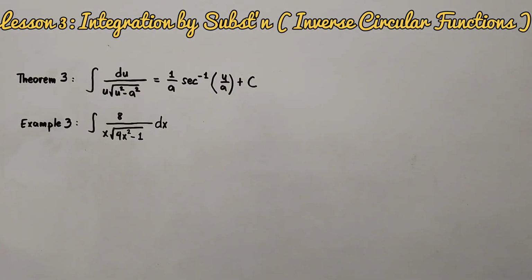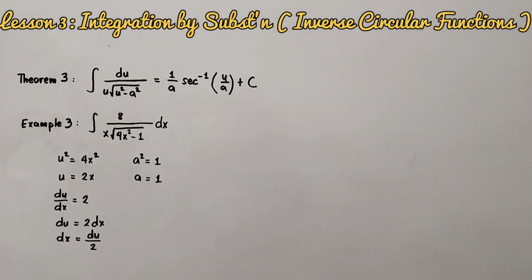We need the third theorem to evaluate the integral of our given number 3. Again, look at the radicand u squared minus a squared, and the given is 4x squared minus 1. So u squared is 4x squared. Extracting the square root, so u is 2x. Du over dx is 2. So du is equal to 2 dx, and dx is du over 2. And the a squared is positive 1. So the square root of positive 1 is 1. So we have a equals 1.